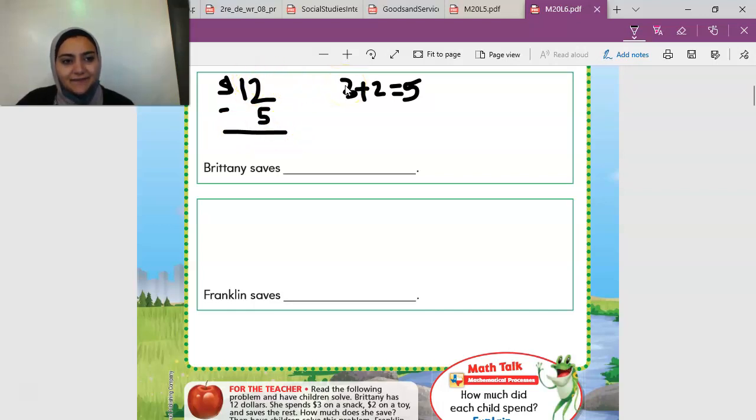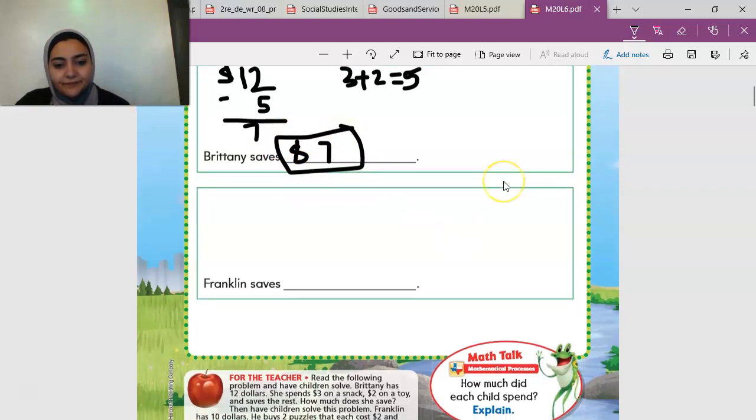Well, 12 minus 5. 12, 11, 10, 9, 8, 7. Very good. $7. So Brittany saves how much money? Brittany saves $7.